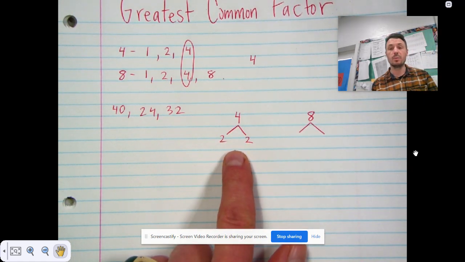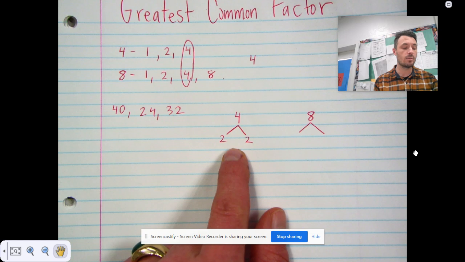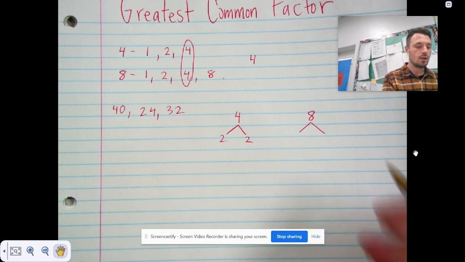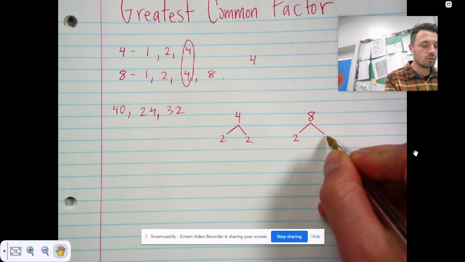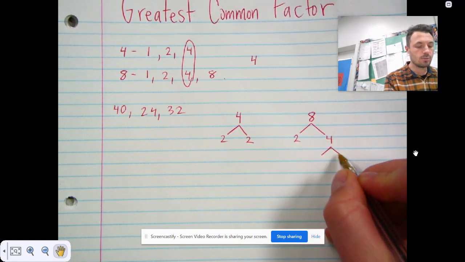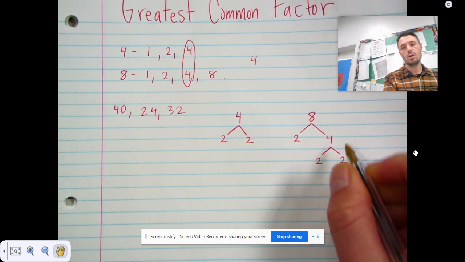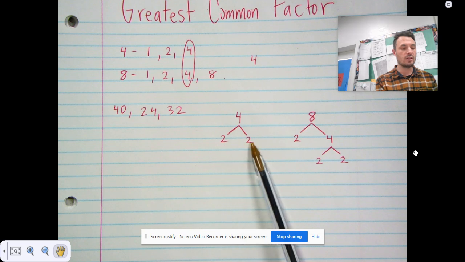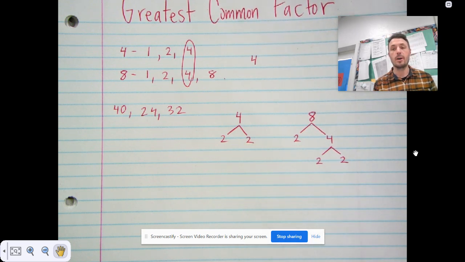And we're actually done with the prime factorization of 4 right there, because 2 and 2 are both prime. That means they don't have any factors except for 1 and themselves. Now for 8, we could do 2 and 4. Now 2 is prime, but 4 isn't, because you can multiply 2 and 2 together to equal 4. Now the prime factorization of each number is done when there's nothing left except for prime numbers at the bottom.